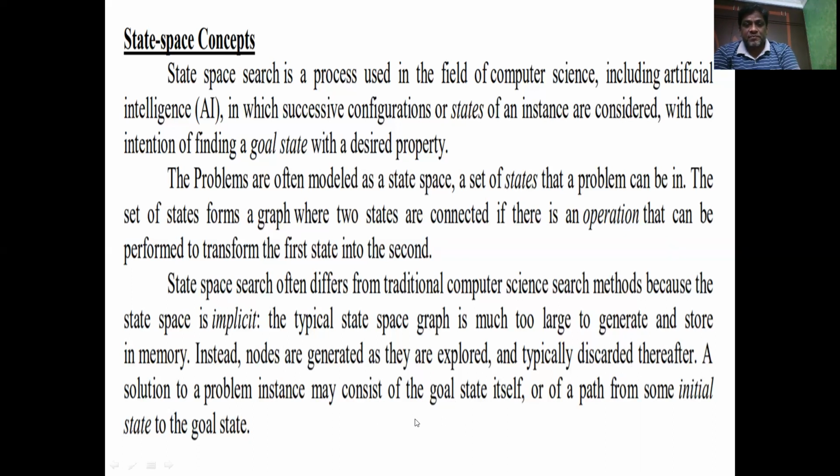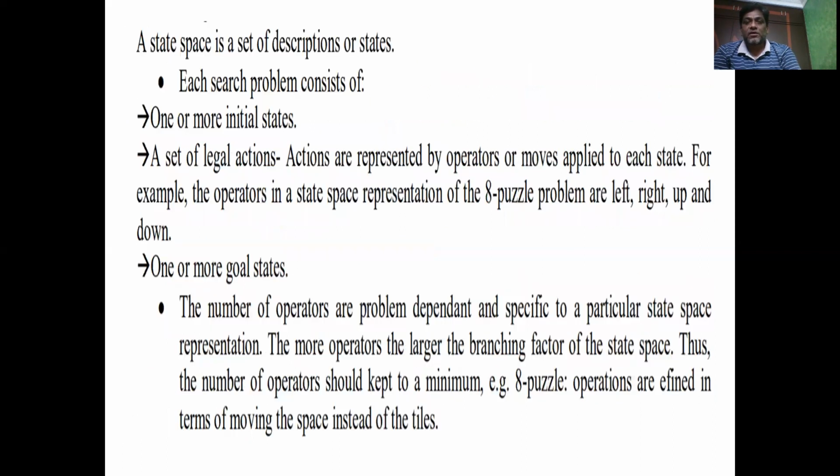And then the solution to any given problem, which is represented as a state space tree, may consist of the goal state itself or a path from some initial state to the goal state. So there may be a single solution for the problem, or there may exist more than one solution also. We'll see the examples later.